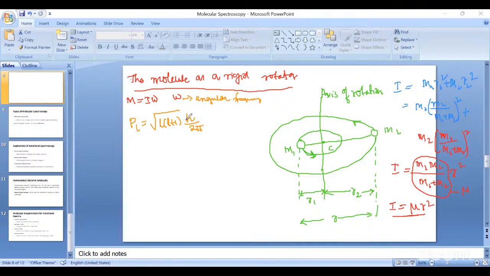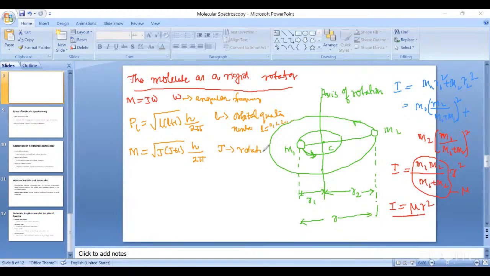We can write PL equals root over L into L plus 1 into h by 2 pi, where L is the orbital quantum number. L can take the values 0, 1, 2, and so on. Therefore, for a diatomic molecule, the angular momentum is M equals root over J into J plus 1 into h by 2 pi, and J is the rotational quantum number.